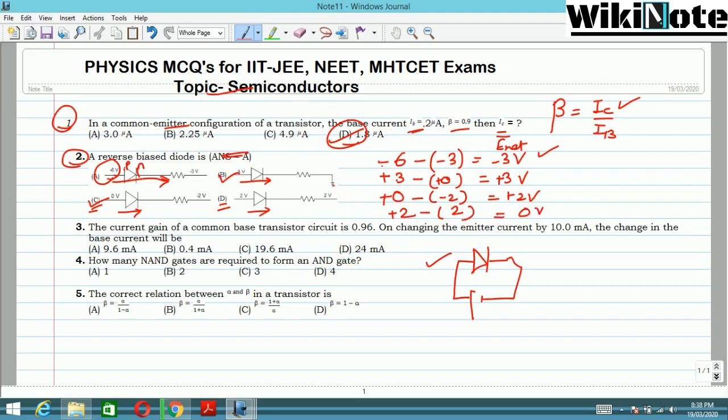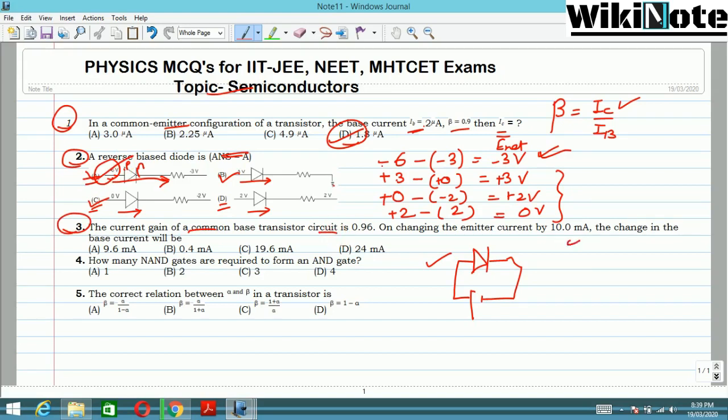so this is 0 volt. So from these 4 options you can see 3 options have a positive answer and only 1 has a negative. So negative means the diode will become reverse bias, and that is what they have asked. So the answer is A. Question number 3, the current gain of a common base transistor circuit is 0.96.